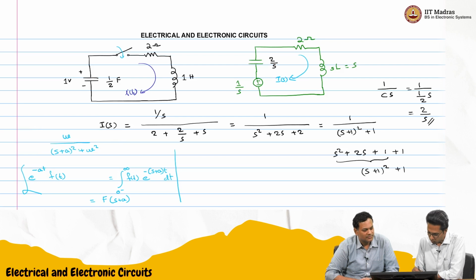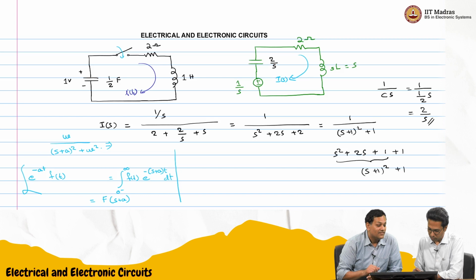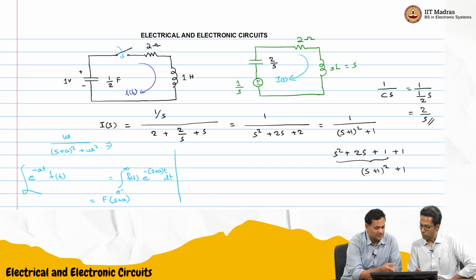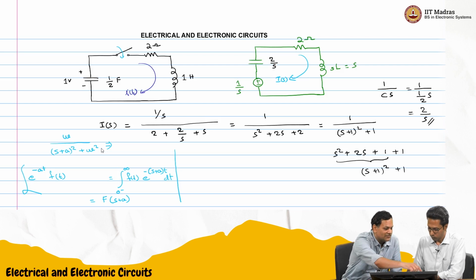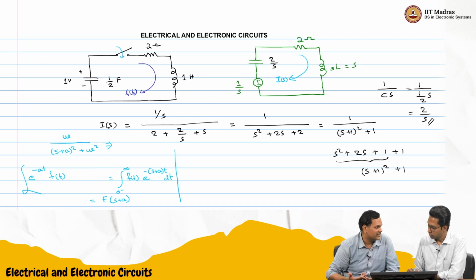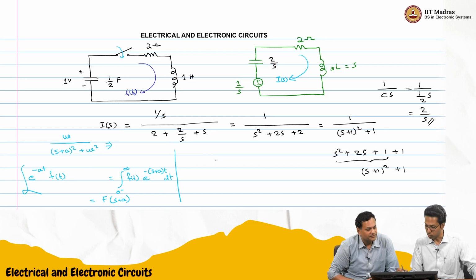So then the time domain function for this. Maybe we can write F of s plus a first. If you did not have the a, we know that it is sin omega t. So if you have a, then it is e power minus at sin omega t.